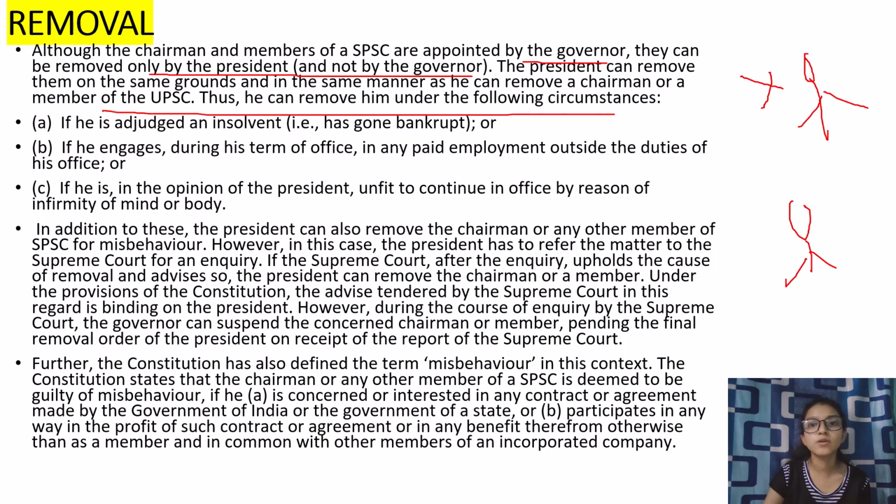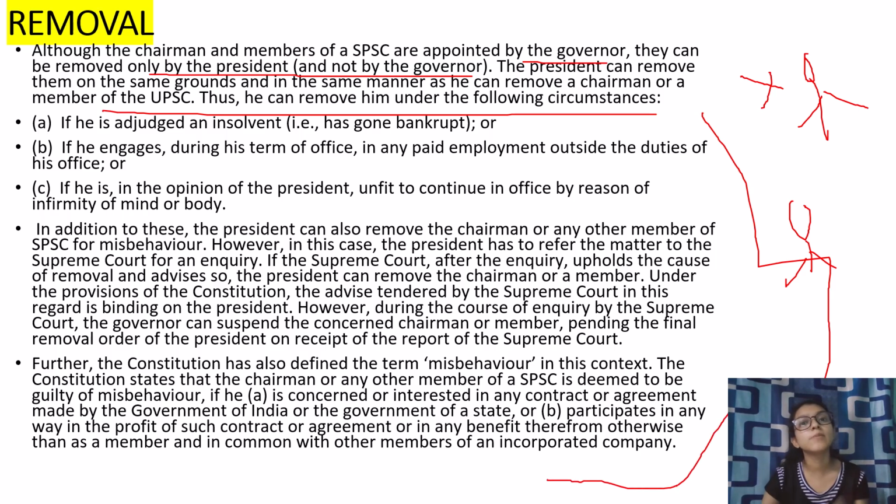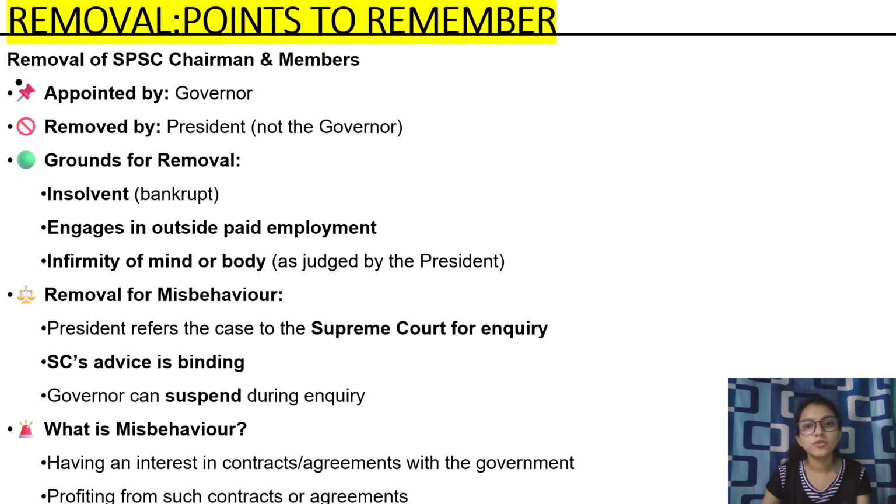Thus, he can remove them under the following circumstances. These are the same reasons which I have already explained in my previous video regarding UPSC. The same would be applicable for SPSC members also, and only the president can remove them from their post. In case you don't have the book and want to write the exact text from Indian Polity, you can write it down from here. This is the exact paragraph from Indian Polity, 6th edition. Removal of SPSC chairman and members: appointed by governor but removed by president. So in case of removal, only the president has the power to do so.